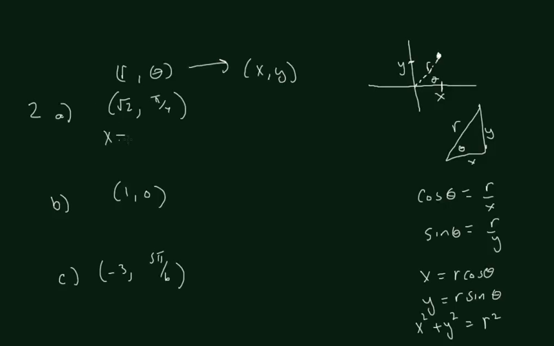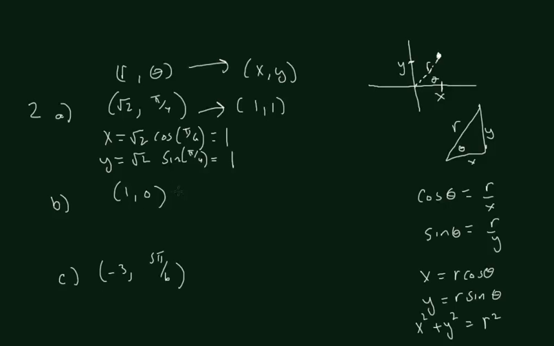So x is going to be r cosine of theta, pi over 4. And that's going to come out to be, calculate it, 1. y equals radical 2 times the sine of pi over 4 comes out to be 1. So this converts to the point 1 comma 1 on the Cartesian plane.